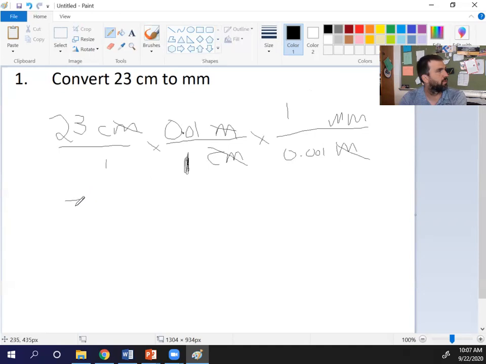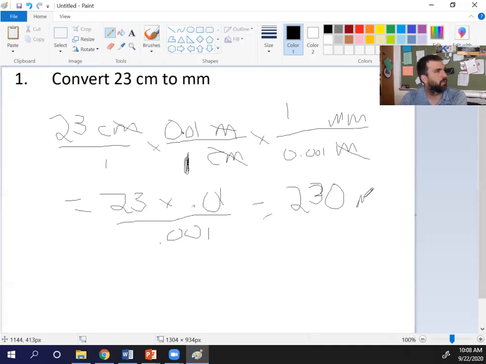So this answer would be equal to 23 times 0.01 divided by 0.001. And that answer would be 230. That is still the correct number of significant figures because I started with 2. 230 does not have a decimal point, so that would be correct. Millimeters.